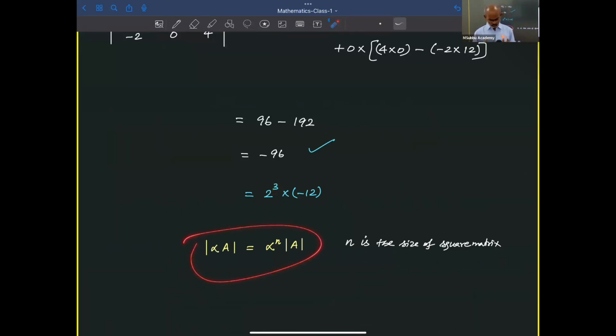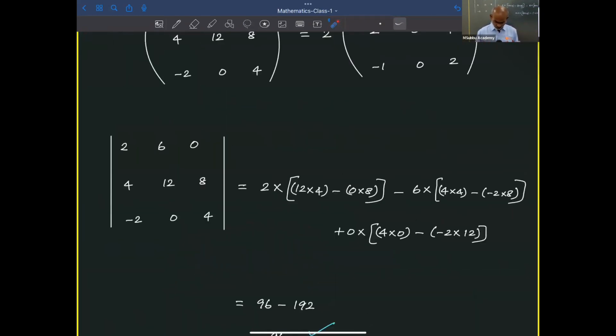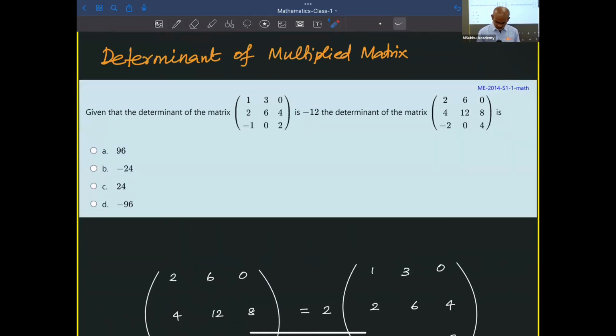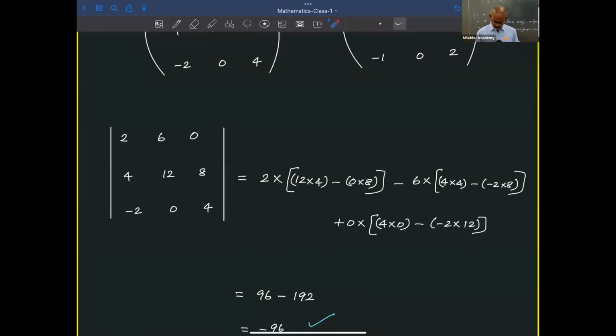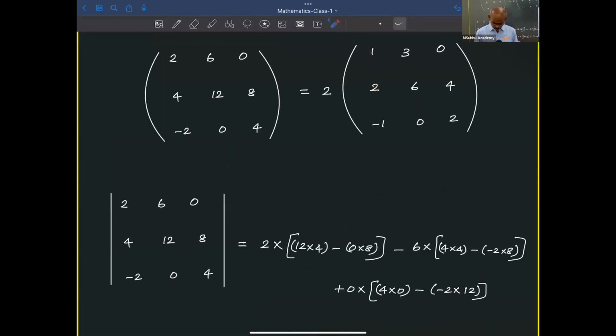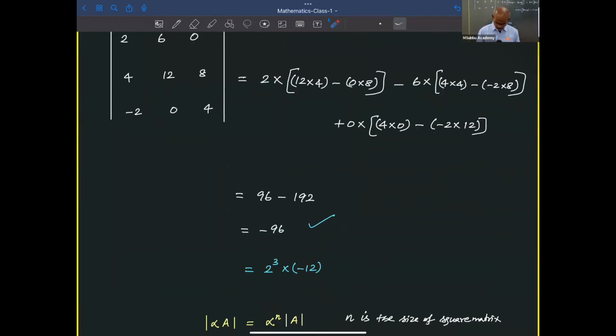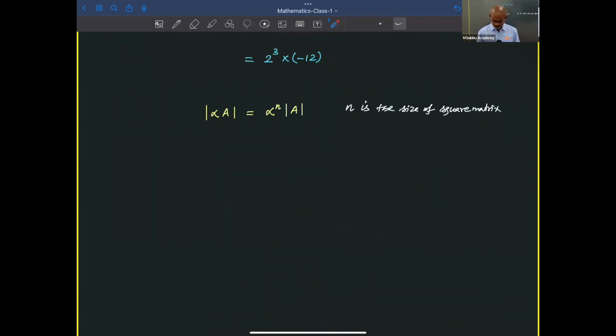So this simple rule you can recollect. Don't simply do the operation like this is minus 12 and so it is minus 24. That is a wrong thing. The reason is that every element is multiplied, and so the scaling factor to the power n will come into the determinant term. That is very important.